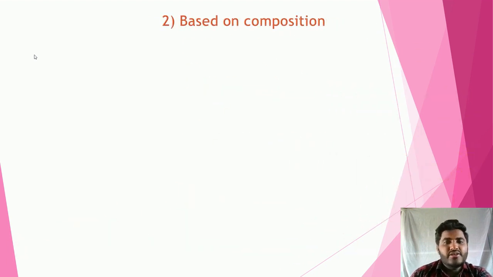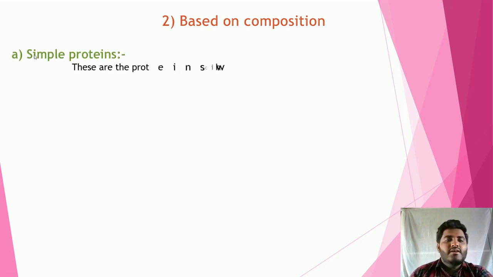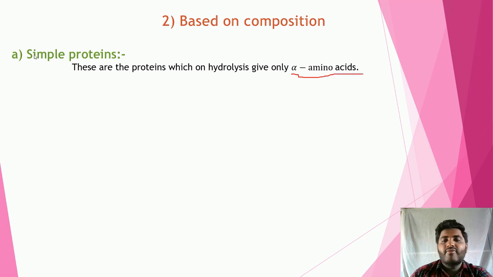Next classification is based on the composition. Based on the composition, the proteins can be classified into, first, simple protein. Simple proteins are the proteins which on hydrolysis give only alpha amino acids. So those are called simple proteins.